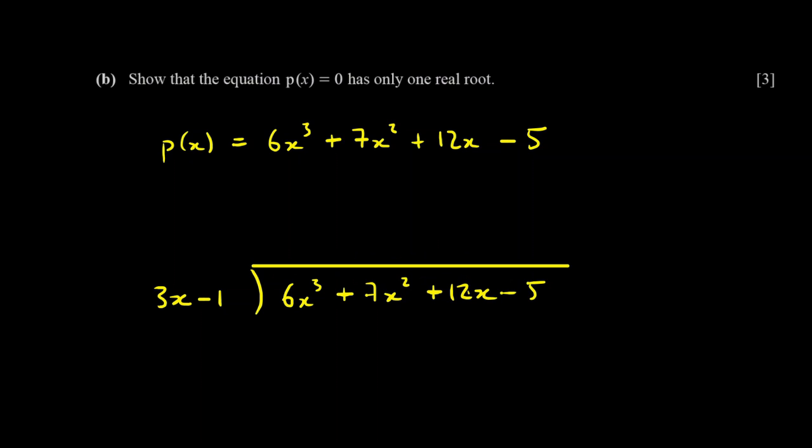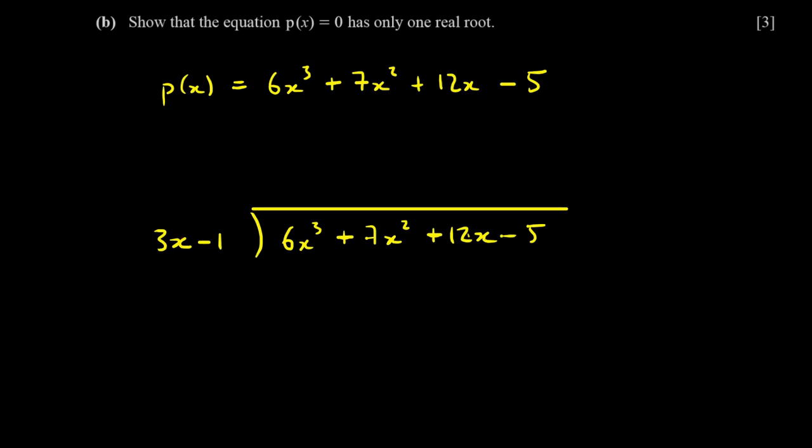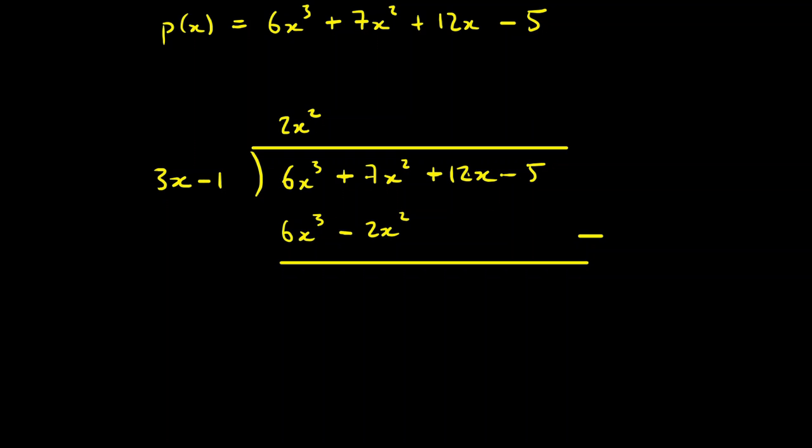Okay, now how do we do polynomial division? Well, the 6x cubed is our leading term. So we take the leading term and divide it by 3x. If we do that, what we will get is 2x squared. We then take that 2x squared and multiply it by everything in the divisor, which is going to give us 6x cubed minus 2x squared. Then we subtract the bottom from the top. So 6x cubed minus 6x cubed is 0, and 7x squared minus 2x squared is 9x squared.